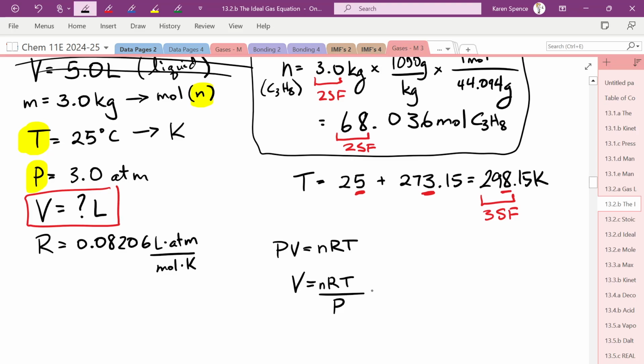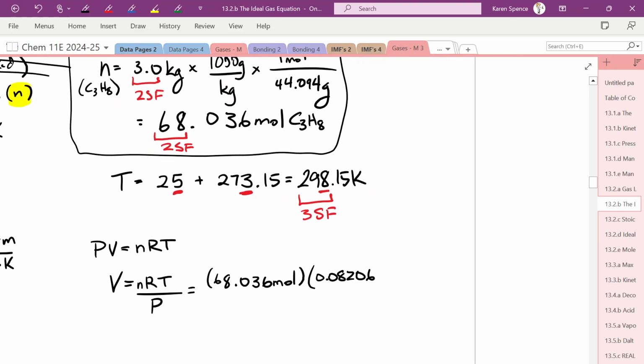You've got your n value, 68.036 moles times 0.08206. Do you need to write this whole unit out? Yes, you do. Liter atmosphere per mole Kelvin. Yes.